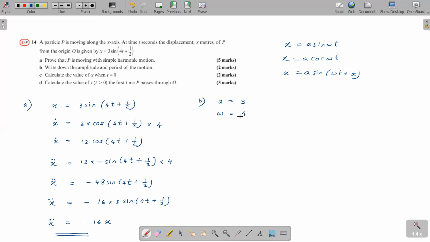So omega is 4. Okay, so they ask us to get the amplitude and the periodic time. So periodic time is 2 pi over omega, which is 2 pi over 4. So periodic time is pi over 2. Okay. Part C.